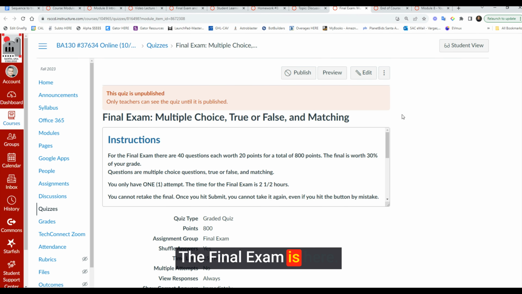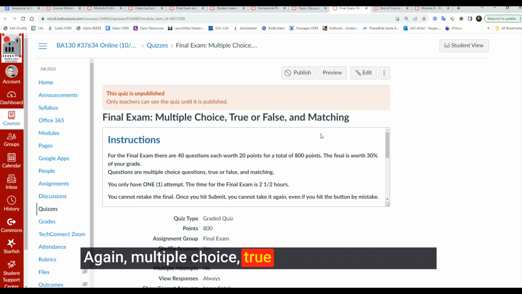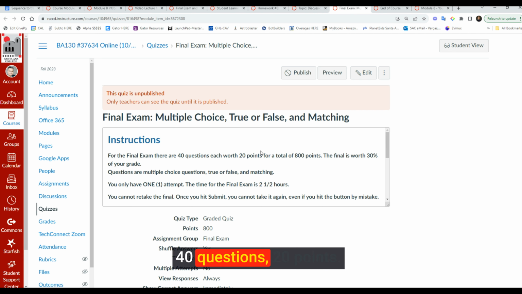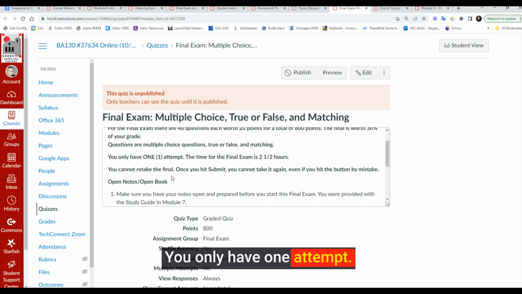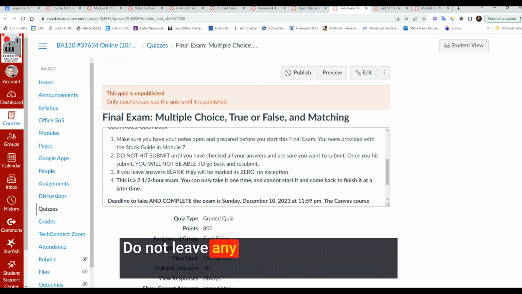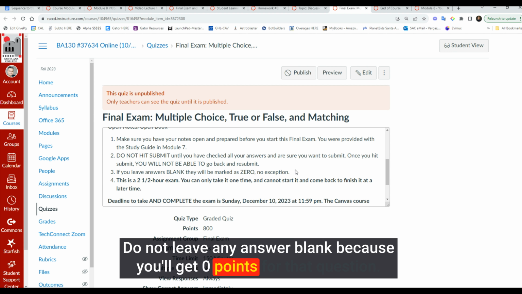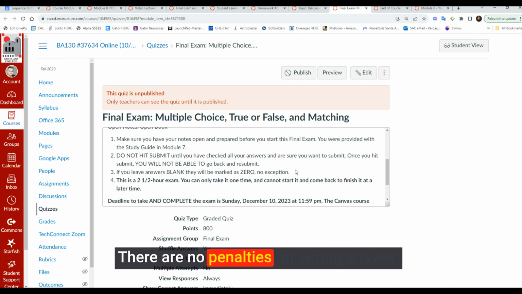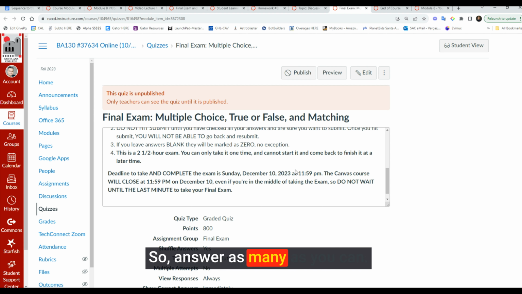The final exam is here. Again, multiple choice, true or false, and matching. 40 questions, 20 points. You only have 1 attempt. Again, once you hit submit, you cannot go back. Do not leave any answer blank because you'll get 0 points for that question. There are no penalties for wrong answers, so answer as many as you can.